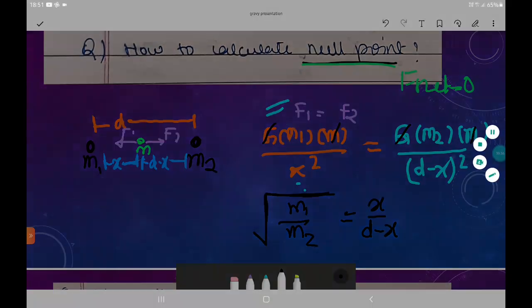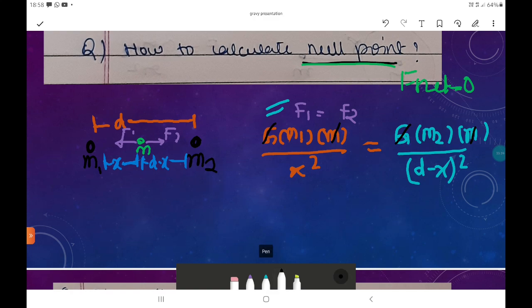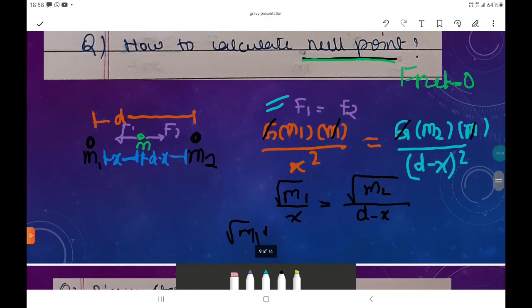Okay, so how do you solve this? If you put the under roots, what will you get? Under root m1 upon x is equal to under root m2 upon d minus x, right? So under root m1 d minus under root m1 x is equal to under root m2 x.